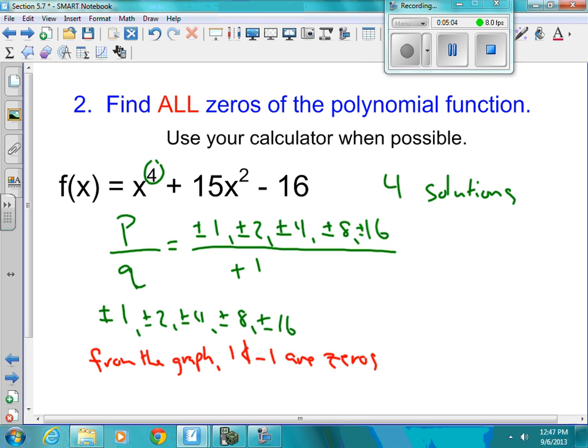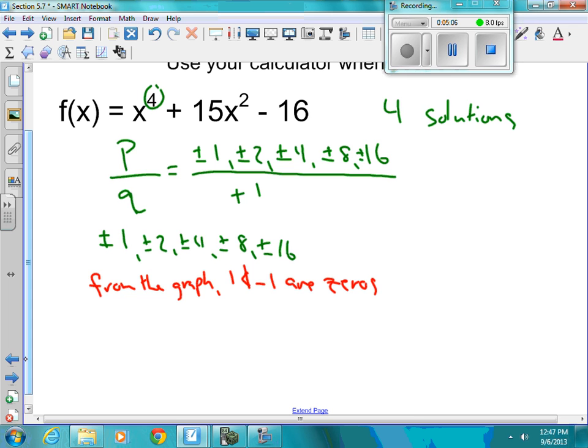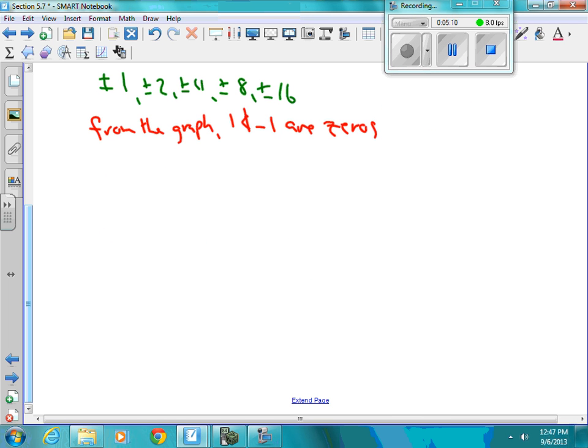So that helps us because now we can use synthetic division. We have 1x to the fourth plus 0x to the third plus 15x squared minus 16. They skipped over the cube, so we have to put a 0 in. And now we just pick a zero, 1 or negative 1. I'm going to pick negative 1. If you want to do positive 1, that's fine.